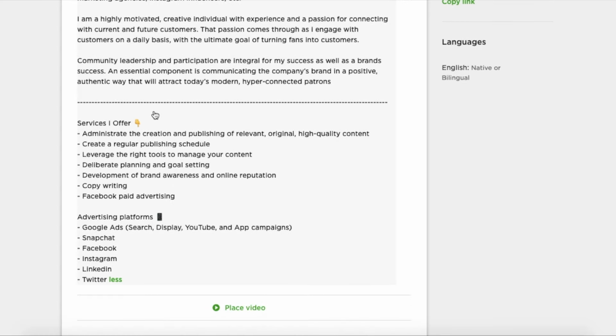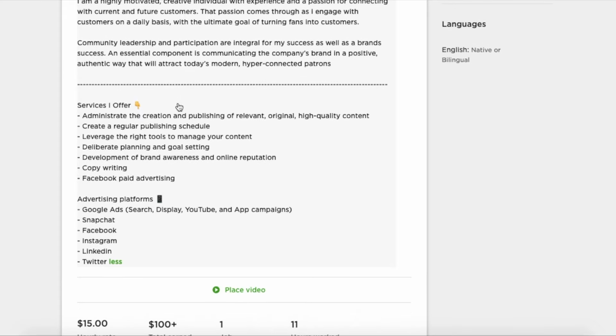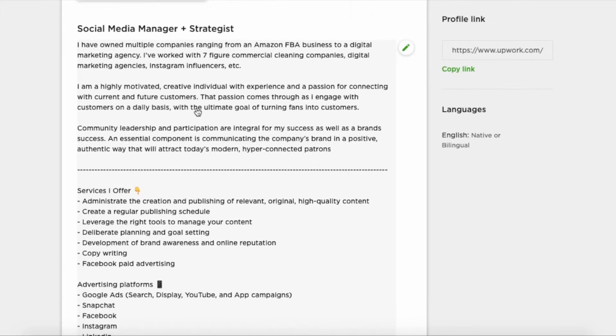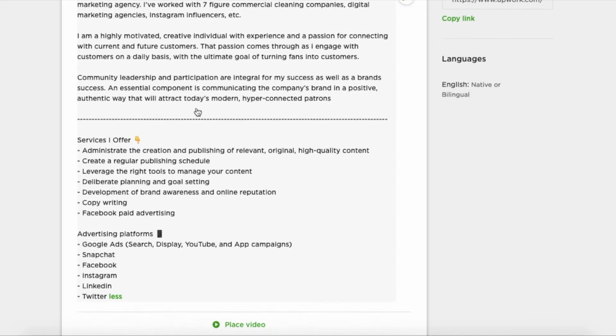Community leadership and participation are integral for my success as well as a brand's success. An essential component is communicating the company's brand in a positive, authentic way that will attract today's modern, hyper-connected patrons. I want to make your feed visually appealing and produce awesome content for you. That's what that means in a nutshell. So I decided to use a couple emojis here. No one really uses emojis, but if you look at it as a whole, it makes the entire page very visually appealing, so I like it.